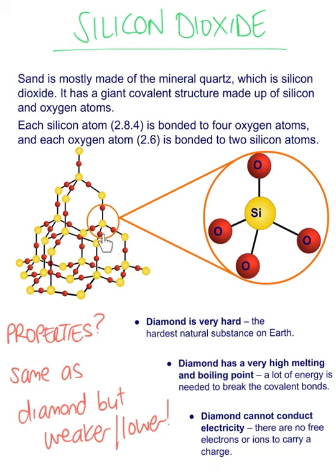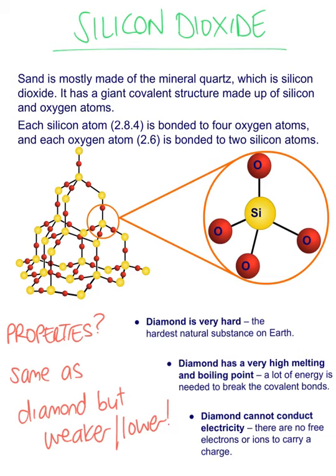Every silicon has got 4 bonds from it to bond to an oxygen, okay. So lots of bonds, but not as many bonds in the giant covalent structure of silicon dioxide as compared to diamond, which is why it's not as hard and why it has a lower melting and a lower boiling point.